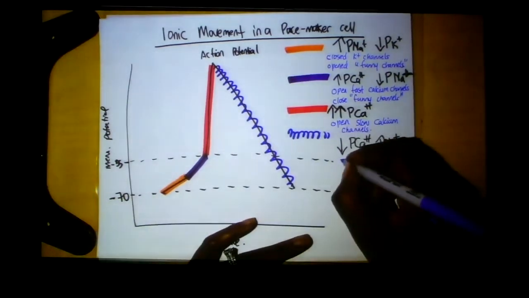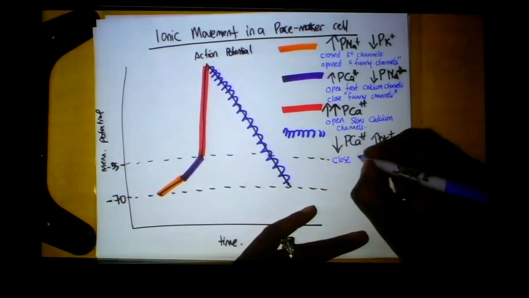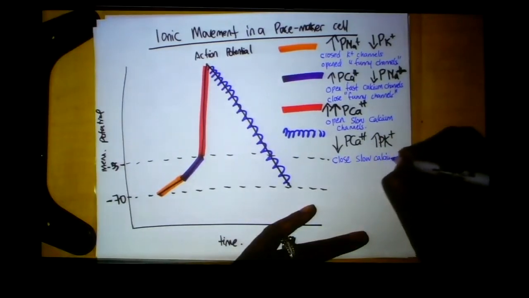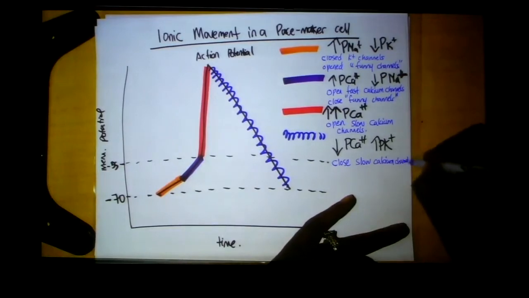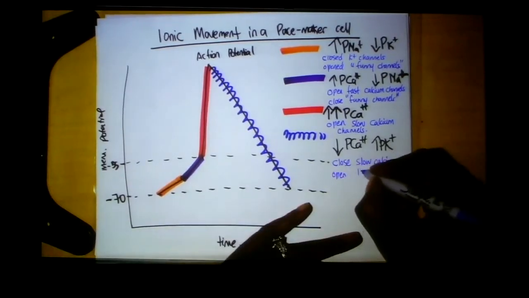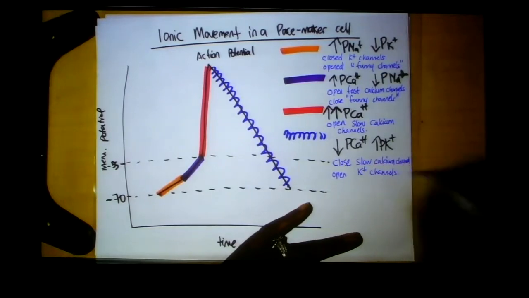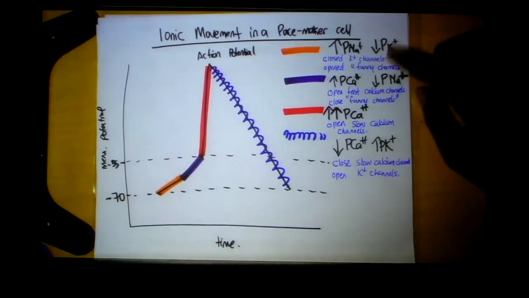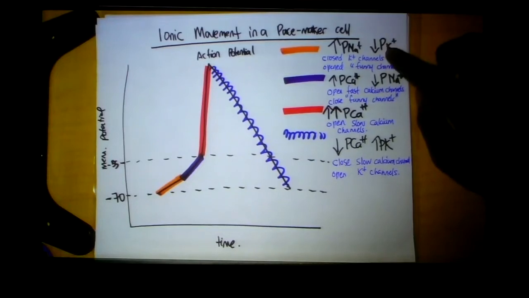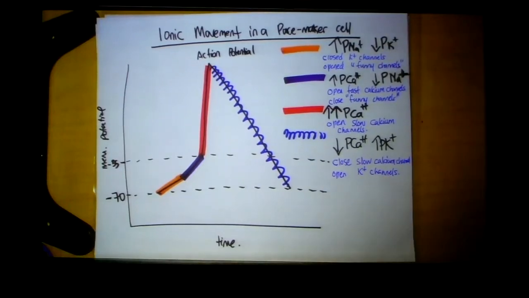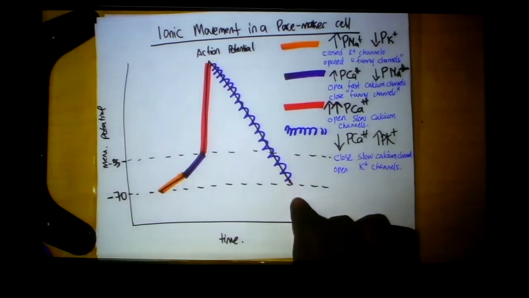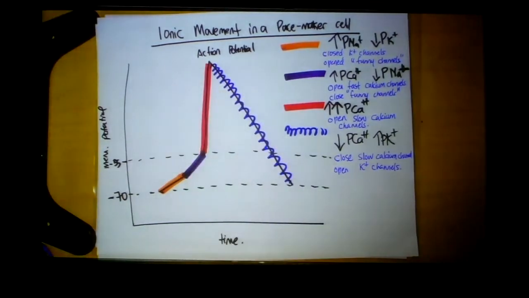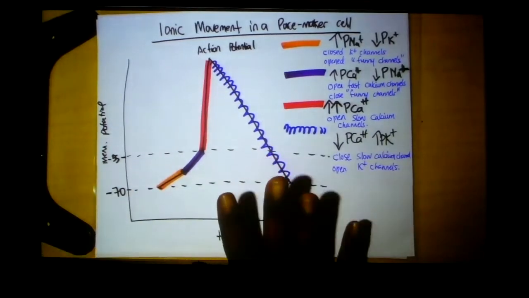So here we close our slow calcium channels and we open potassium channels. Remember, we closed them up here, so from rest we started with them closed, and now we're going to reopen them. The membrane potential is going to get back to where it is at rest. It's going to start to approach the equilibrium potential for potassium, and that's going to rapidly repolarize the cell. All right, so this is a pacemaker cell. This is what's happening to generate an action potential here.